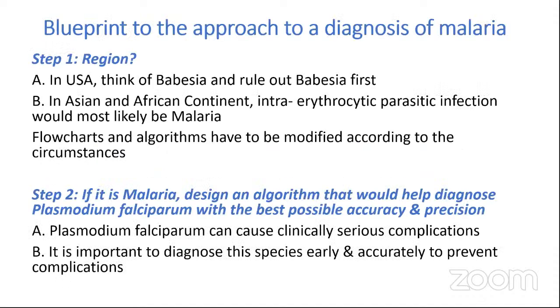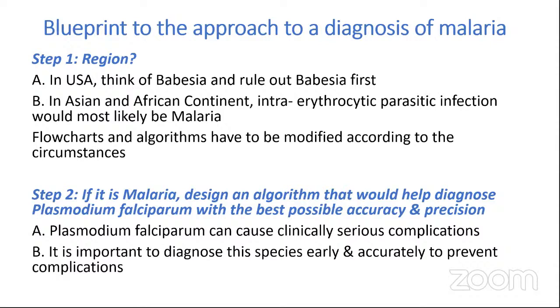For example, let's take an example of an approach to diagnosis of malaria. Step one would be the region, because if you are in the US or on the western side of the hemisphere, you would think of babesia rather than malaria. Like in the US, it's extremely rare to find malaria as compared to the Asian and the African continent. But if you're seeing an intraerythrocytic parasitic infection in Asia, in India, yes, you would most likely think of malaria first. And the take home message is that flowcharts and algorithms would have to be modified according to the circumstances, according to the geography, and according to the disease prevalence and incidence in that particular area.